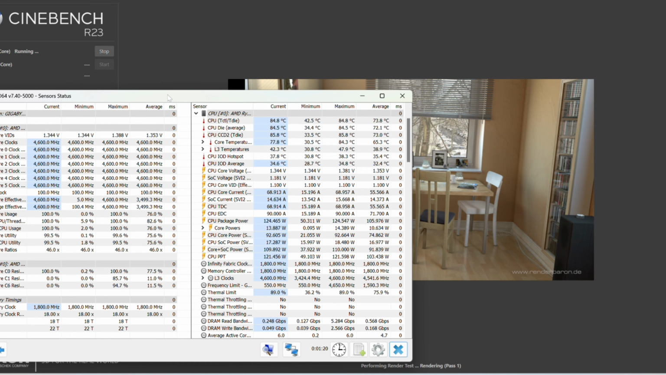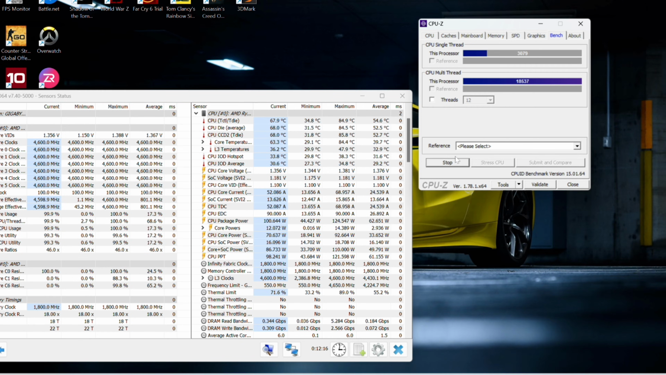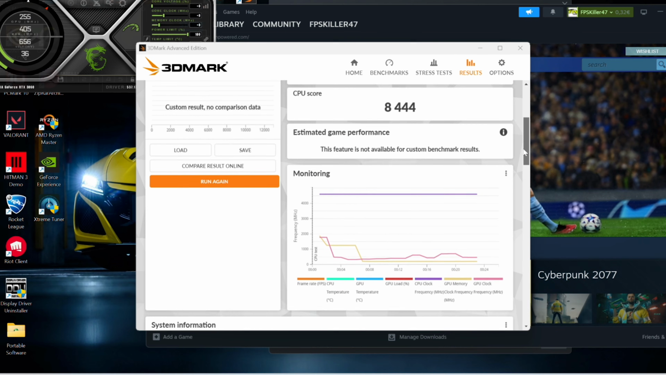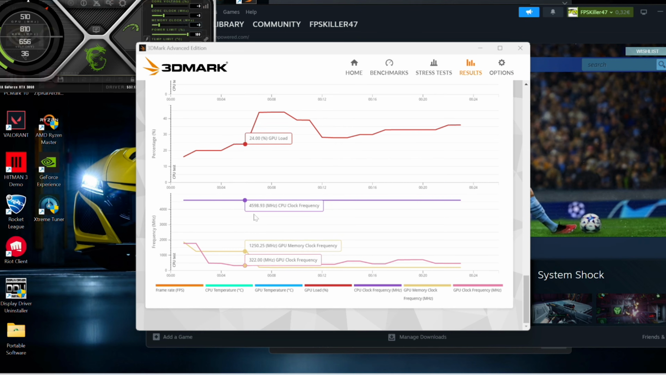Running the benchmarks with an all-core 4.6 GHz, we got 11,871 in multi-core and 1,519 in single-core. CPU Z Benchmark gave us 18,563 in multi-core and 3,079 in single-core performance. In 3D Mark, we got 8,444 points, which is the highest so far because, as we also see here, we had a stable speed at all times.